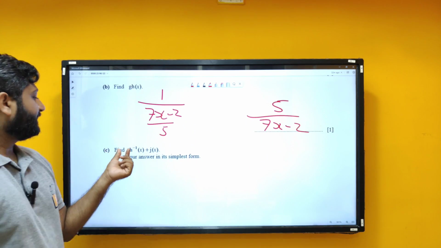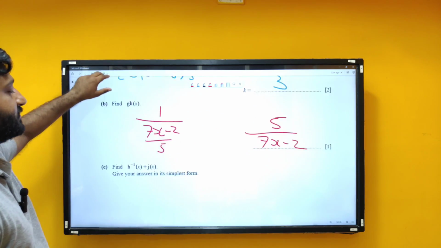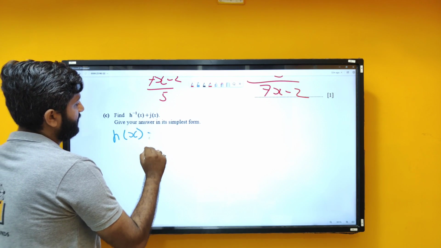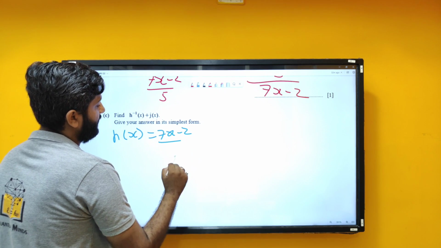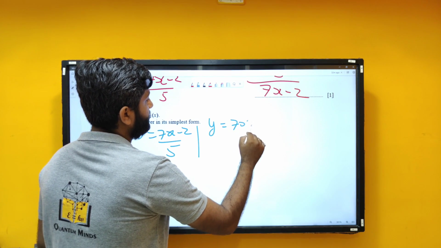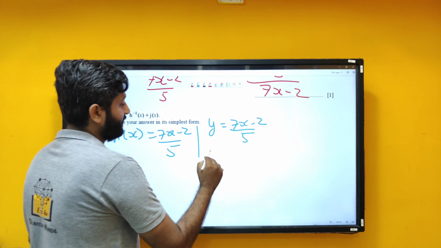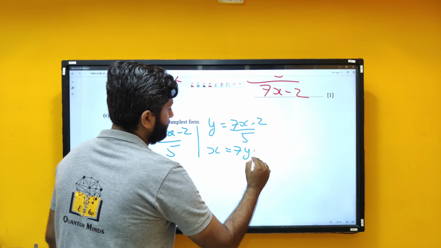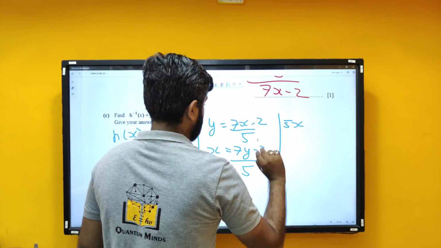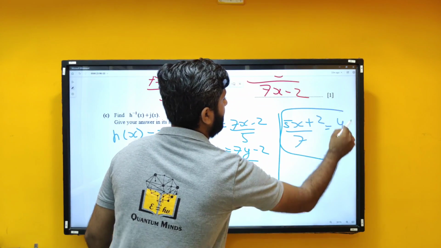Next, find h inverse of x plus g of x in its simplest form. So we know h of x is 7x minus 2 upon 5. First, let us find its inverse. So y is equal to 7x minus 2 upon 5. Let us swap the values of x and y. So we have x is equal to 7y minus 2 upon 5. So 5x plus 2 upon 7 is equal to y. This is my h inverse of x.